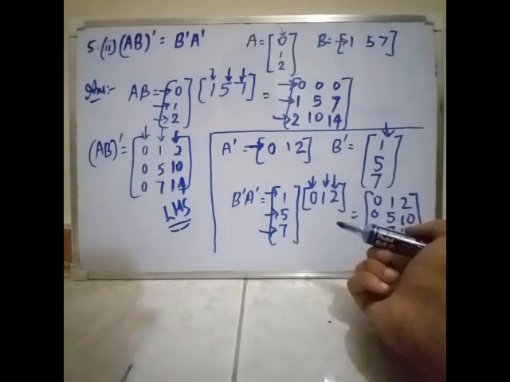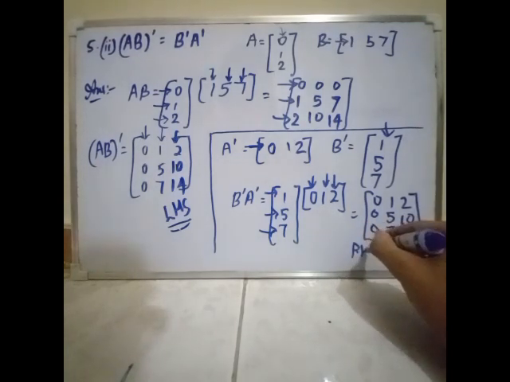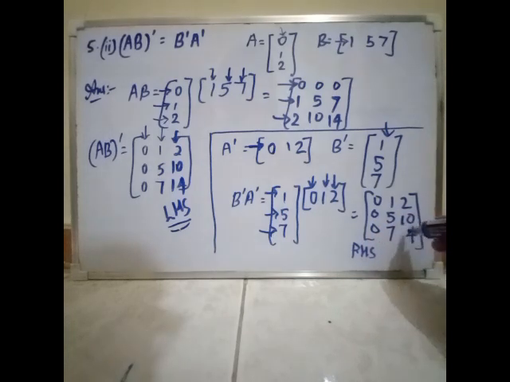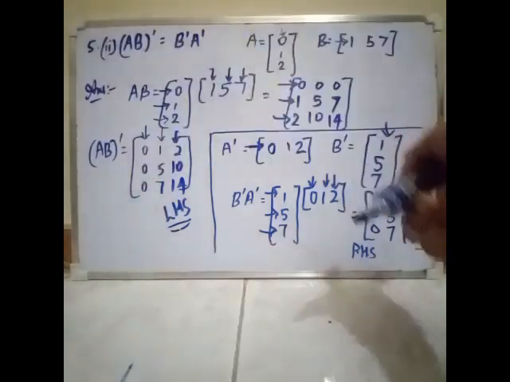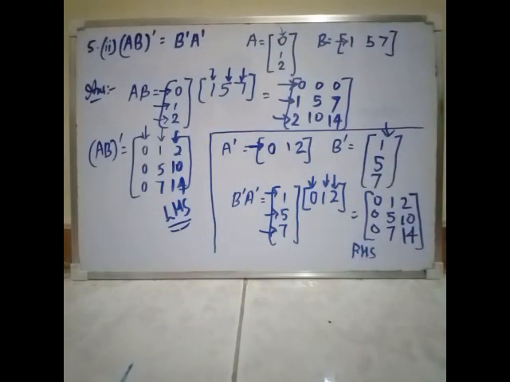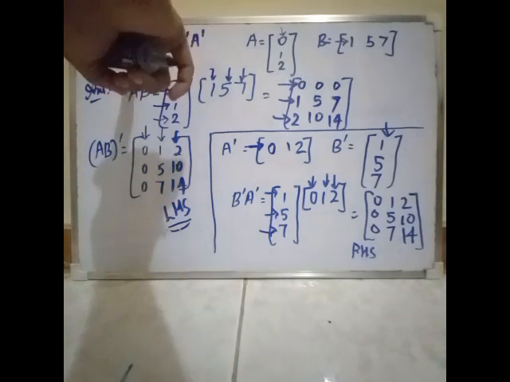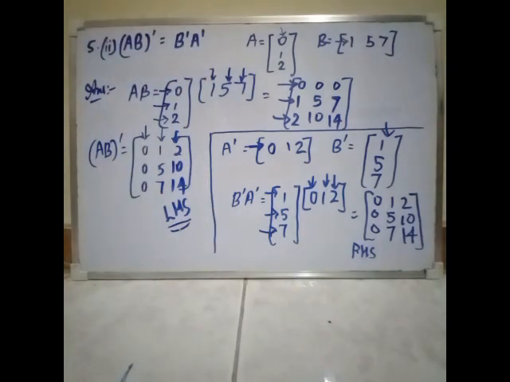So if you check, this is our right hand side, right? This is actually 14. So if you check the right hand side and the left hand side, both have the same elements, so both the matrices are equal. So we have thus proved (AB) the whole dash is equal to B dash A dash with this example also.